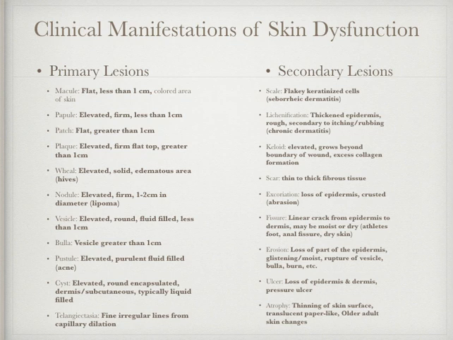Scar is obviously just fibrous tissue. Excoriation means like an abrasion. A fissure, these are pretty common too. Even if you think about really, really dry skin, you might get a fissure, basically like a crack in the epidermis and dermis.